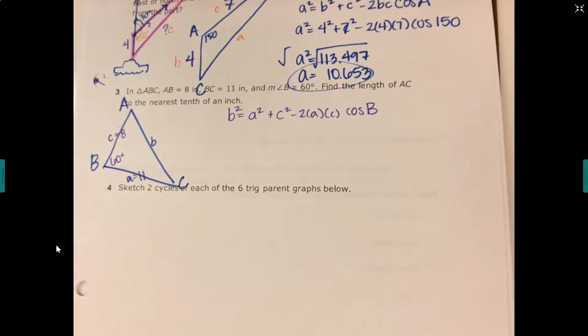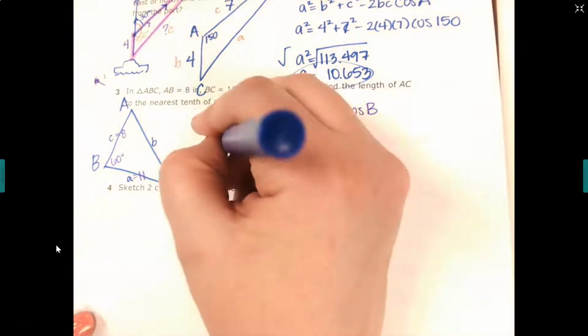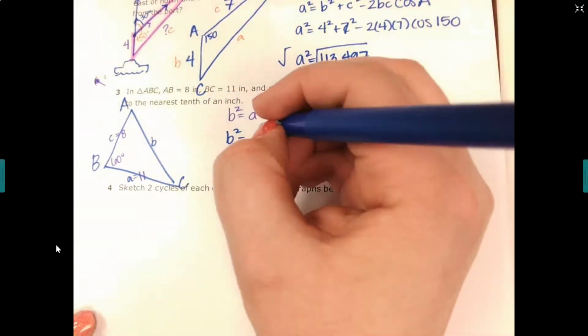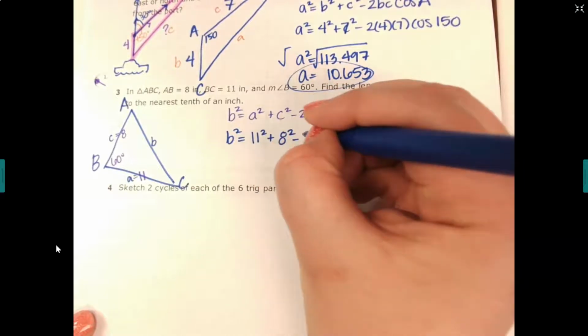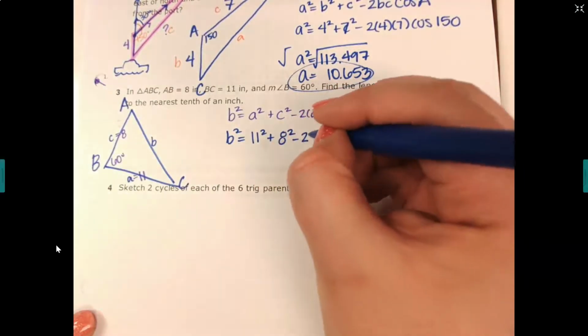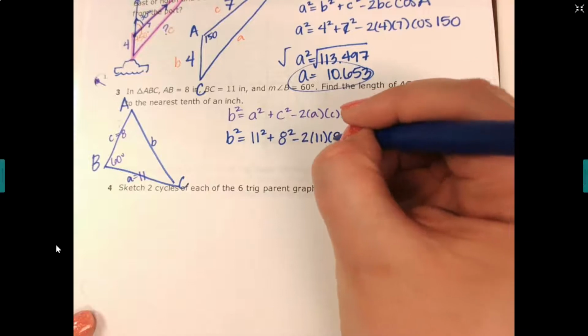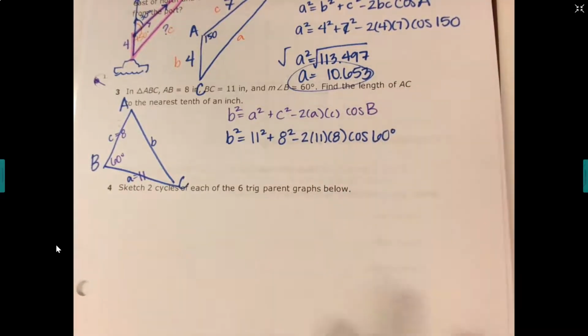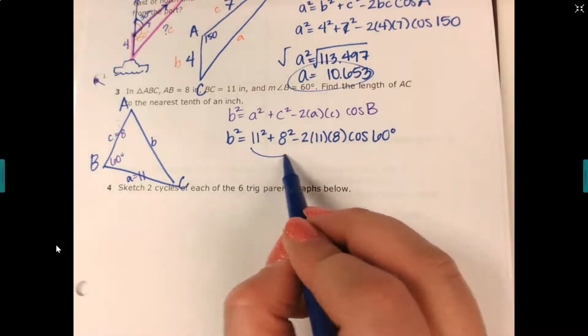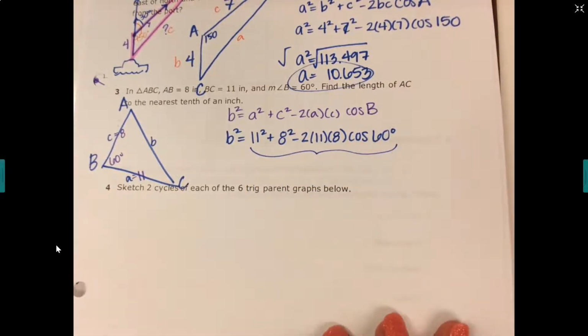B squared equals, what is A squared? 11 squared plus what, C squared? Minus 2 times A times C. A is 11, C is 8. And then times the cosine of B, which is 60. Then you'll type this entire side in, then take the square root of both sides.